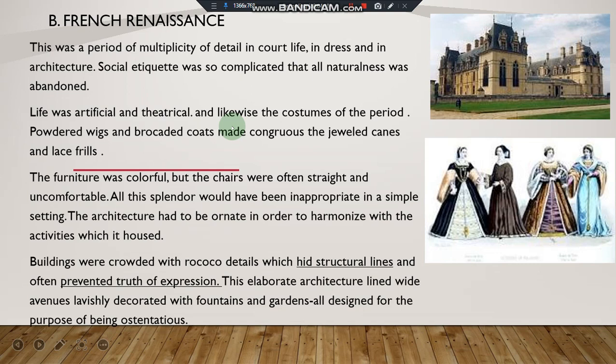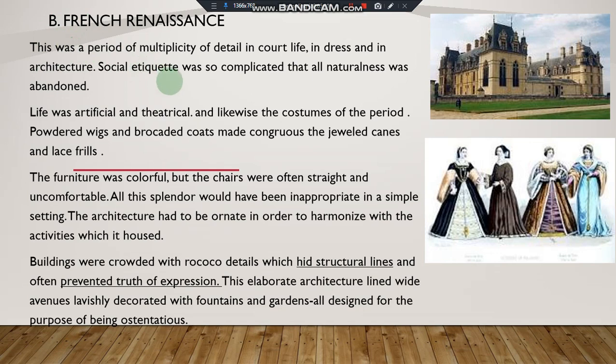Social etiquette was so complicated that all naturalness was abandoned. So, all naturalness, from the word itself, was abandoned. So, walang simple sa kanila. Gusto nila talagang extravagant. Life was artificial and theatrical. And likewise, the costumes of the period, powdered wigs, brocaded coats made congruous the jeweled canes and lace frills. The furniture was colorful, but the chairs were often straight and uncomfortable.